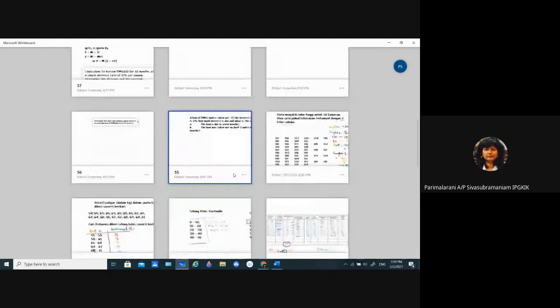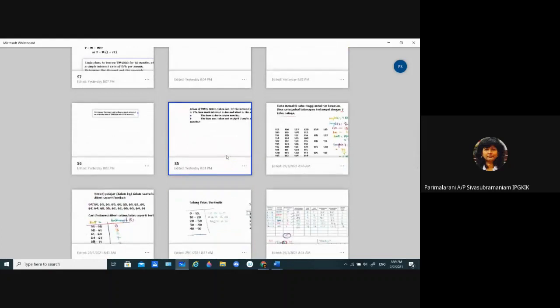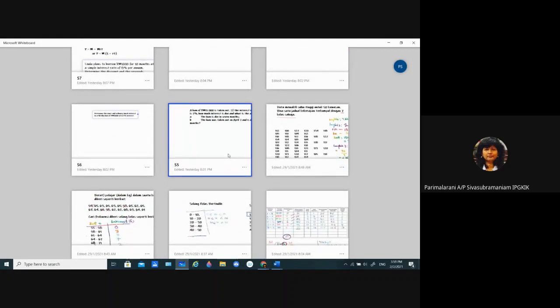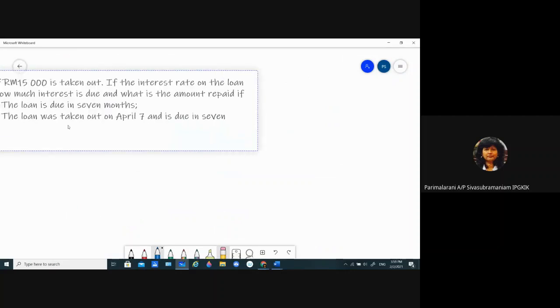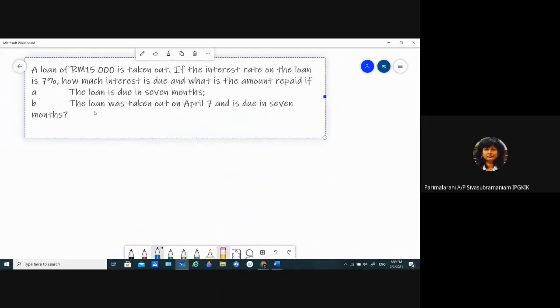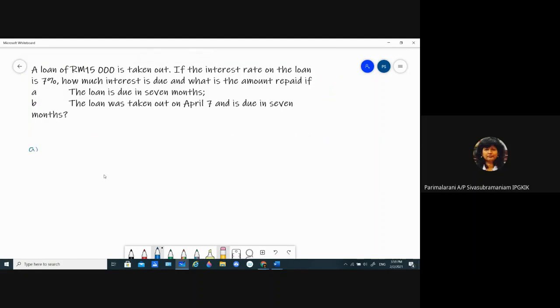Okay, let's go back and do another example. You read the question first. A loan of 15,000 ringgit is taken out. That means you have taken a loan. If the interest rate on the loan is 7%, how much interest is due and what is the amount repaid if the loan is due in 7 months? So let's answer part A first. So what is our P here?